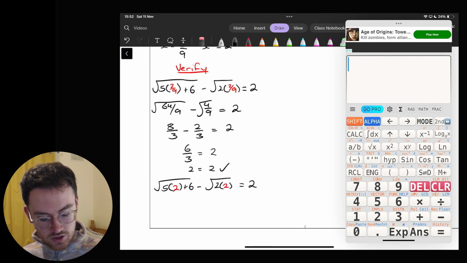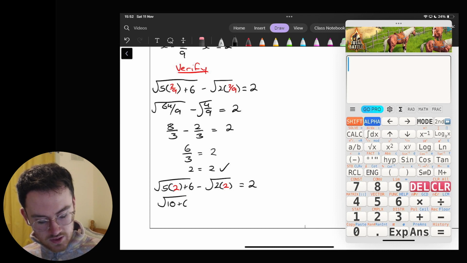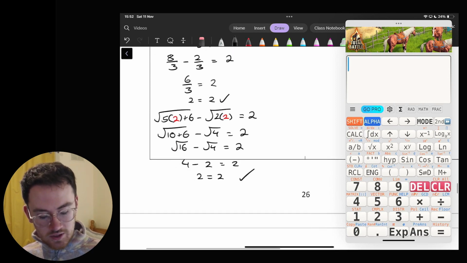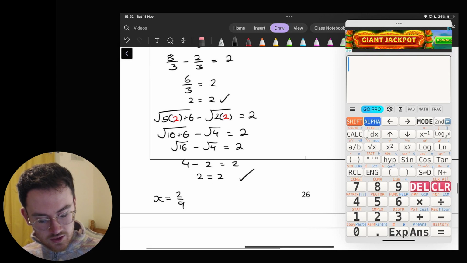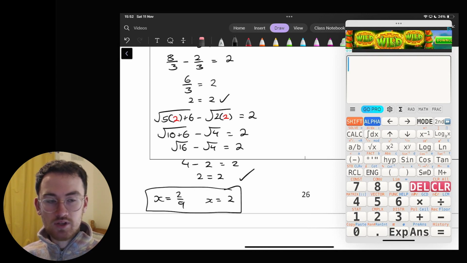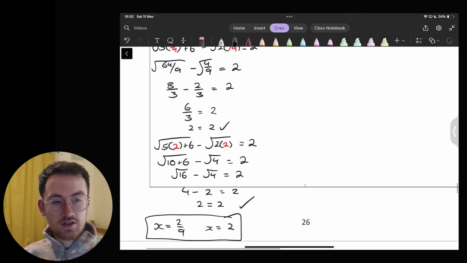And is that equal to 2? So 10 plus 6 minus 4. So root 16 minus root 4, is that equal to 2? Well, we have 4 minus 2, and I get 2 is equal to 2. So my two answers are both valid solutions, and we haven't had that yet, but just to show that it is in fact possible that both of your answers could work out to be solutions of your equation.